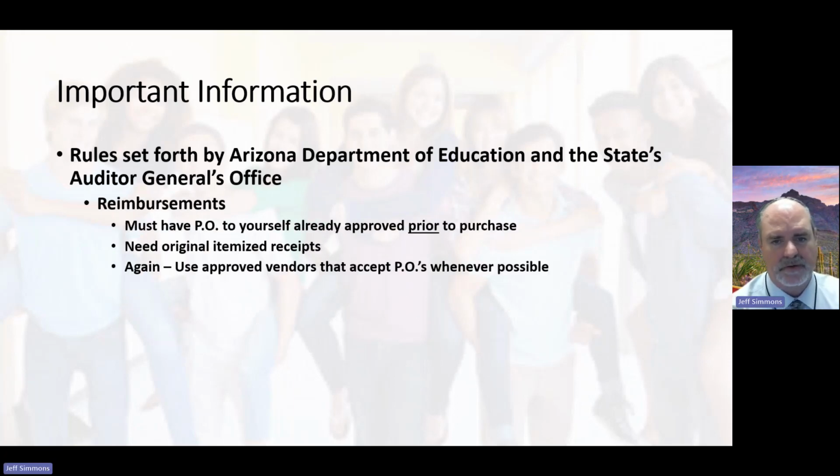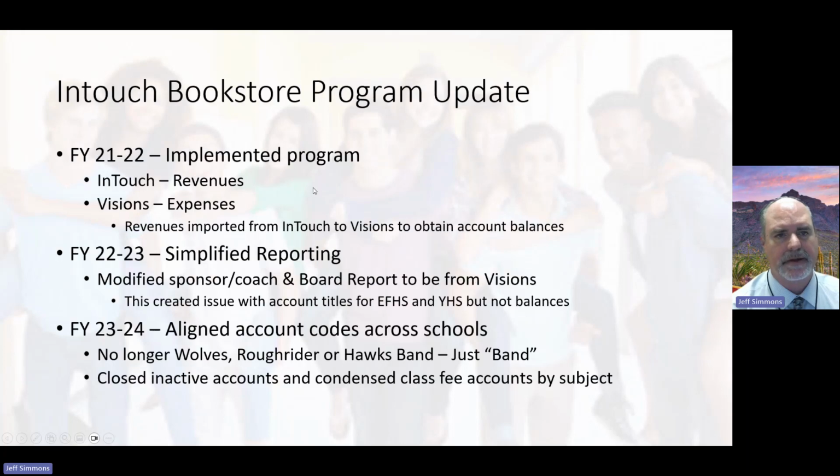You must have a PO to yourself if you're approved for a prior purchase. So when you're doing a reimbursement, make sure you have the PO in place. You need original itemized receipts. We don't pay off copies because then we get duplicated payments that way. And again, use approved vendors that accept POs whenever possible. Like I said, we have a number of them in the system, and they'll be there to service your needs.